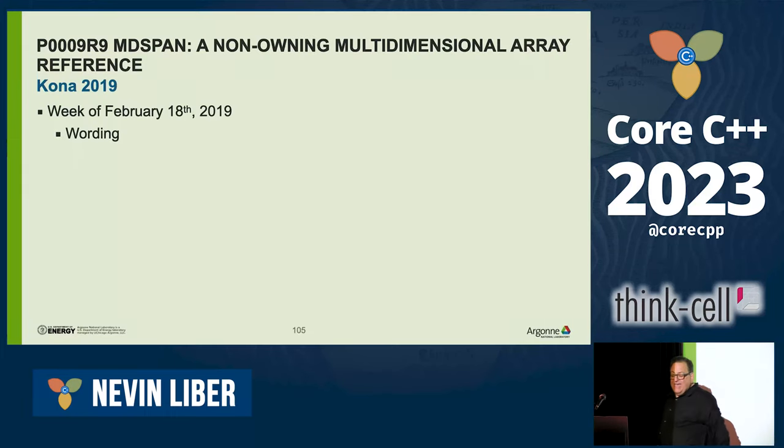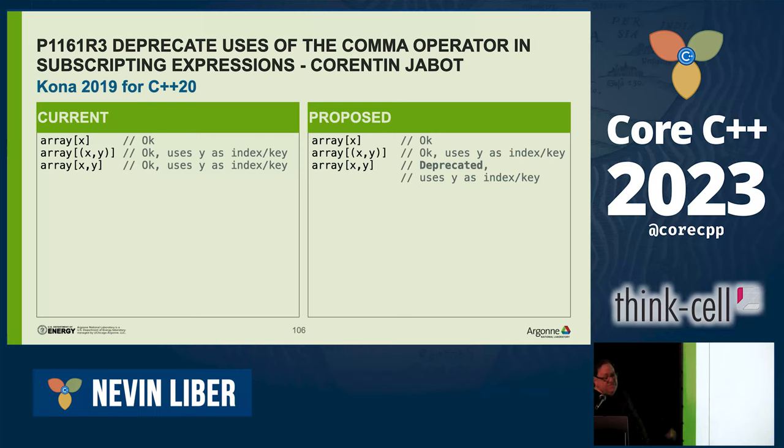One week later, I go to Hawaii, and we're working on wording. At that time, Corentin had a proposal. We knew we wanted the variadic square brackets, so we had to deprecate comma inside that, right? Because otherwise it's just the comma operator. So it indexes by the last term. This is just x comma y. It says evaluate x, throw it away, and return what y does. So that got deprecated.